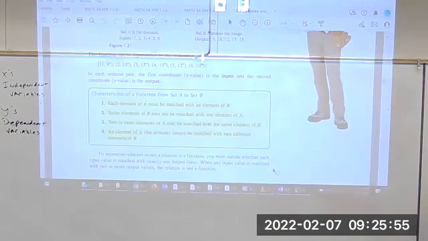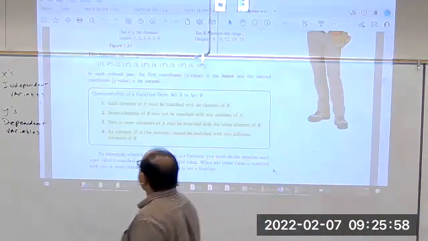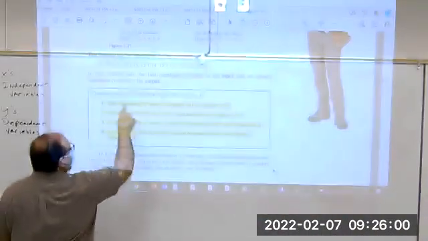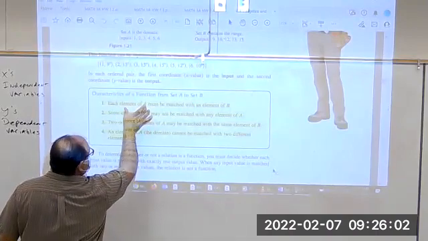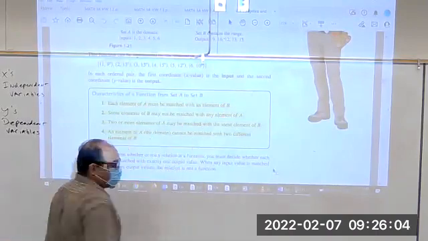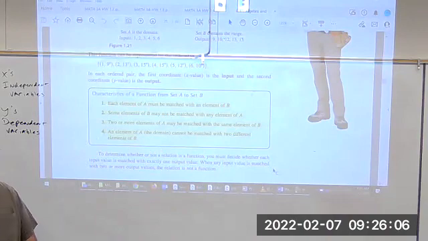Characteristics from set A and set B. Each element of A, everything in set A has to match to B. There has to be something in B. So you can't have an X value that doesn't have an arrow to something in B.